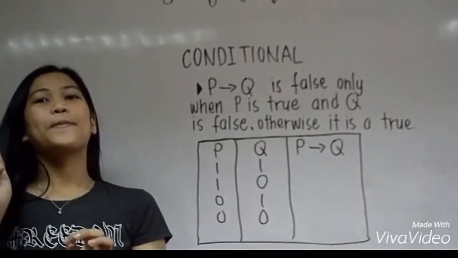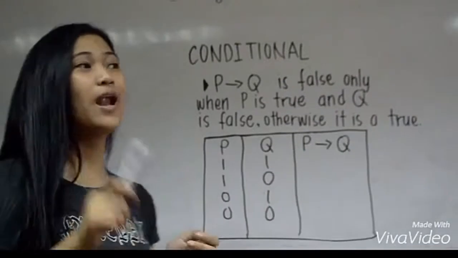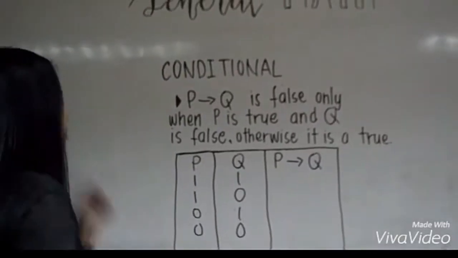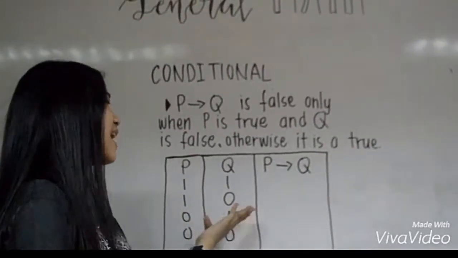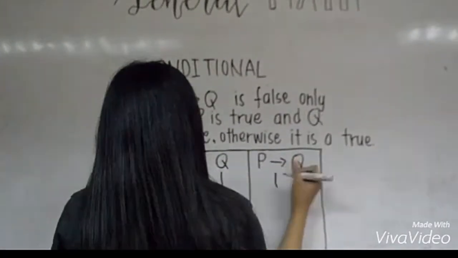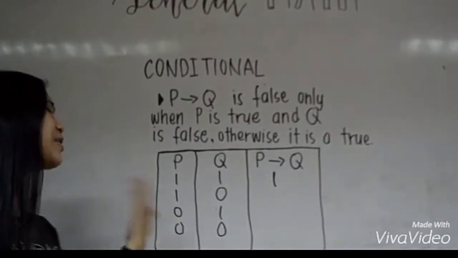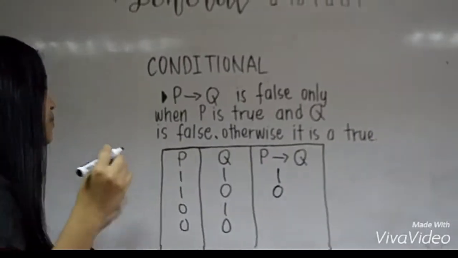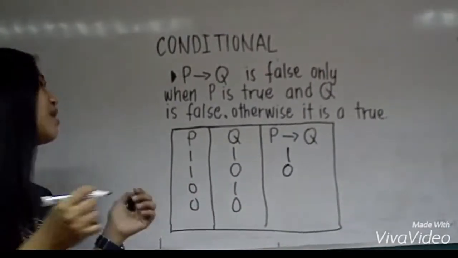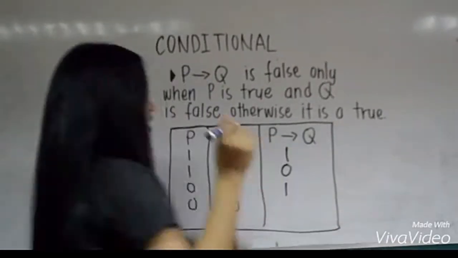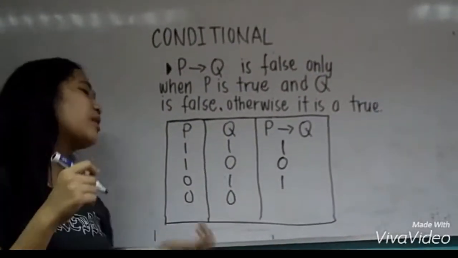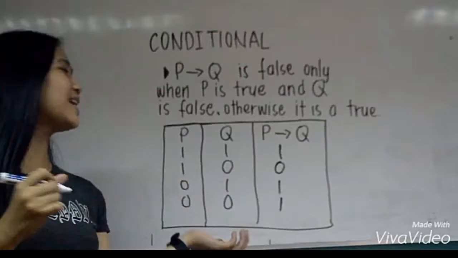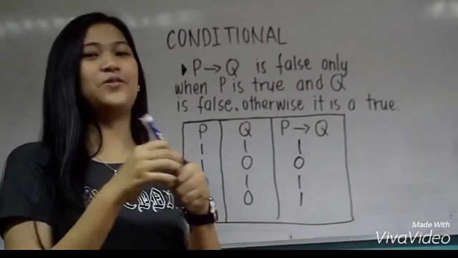Yung conditional, mahahalintulad lang natin to sa parang buy one take one. Pag bumili ka ng isa, tapos binigyan ka ng isa, okay. Tapos pag bumili ka ng isa, pero hindi ka binigyan ng isa, hindi siya okay, kaya 0. Tapos, pag hindi ka bumili, pero binigyan ka, okay siya, so magiging true. Tapos, kapag hindi ka bumili, tapos hindi ka rin binigyan, okay lang din. Ito na yung magiging kalabasan ng table. So, yun lang, guys.